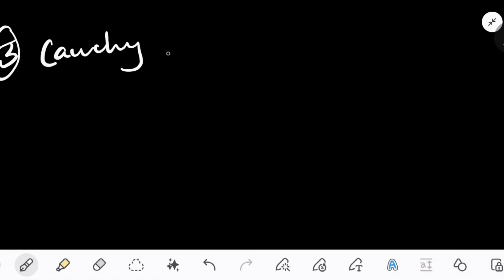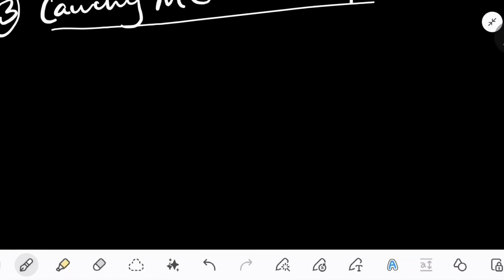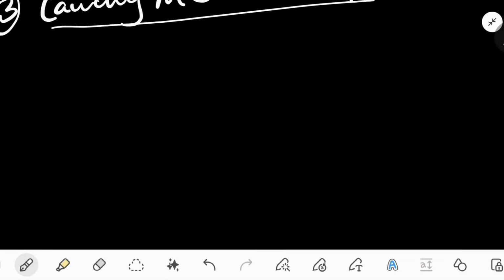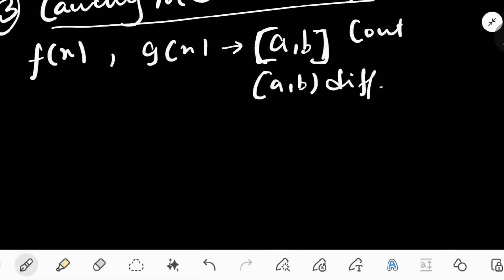Cauchy mean value theorem. What is it? For example, it is applicable for two functions, right? For example, if you have two functions f(x) and g(x), and you are given that they both are continuous in closed [a, b] and differentiable in open (a, b), right?